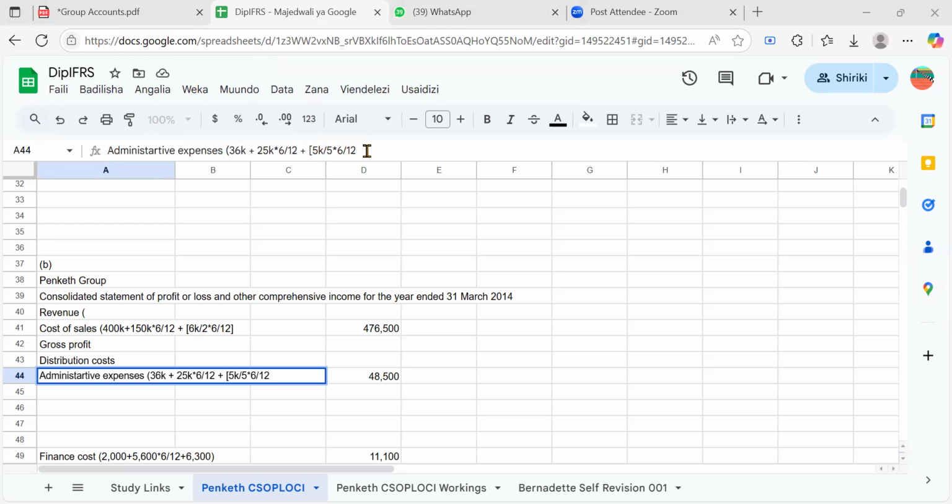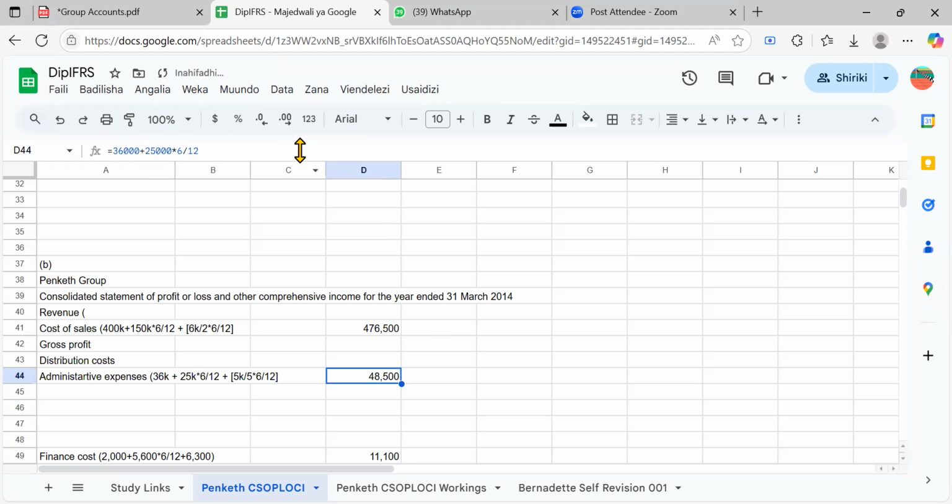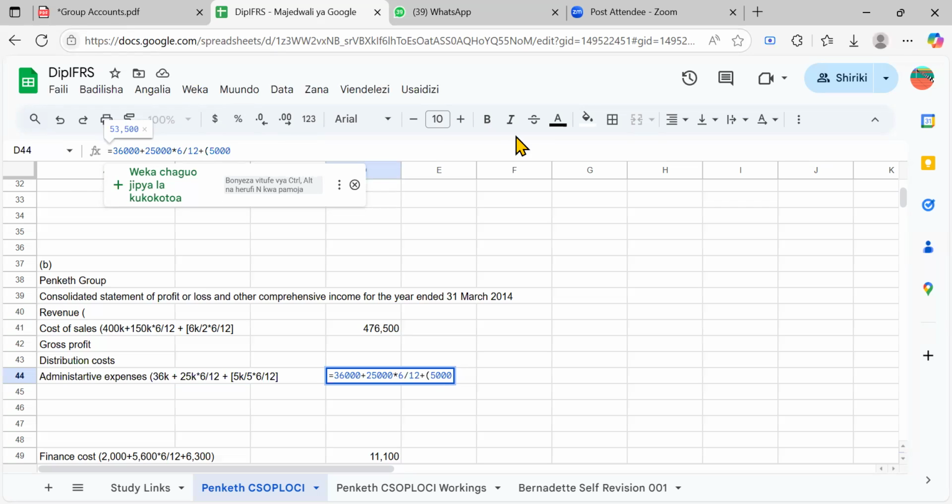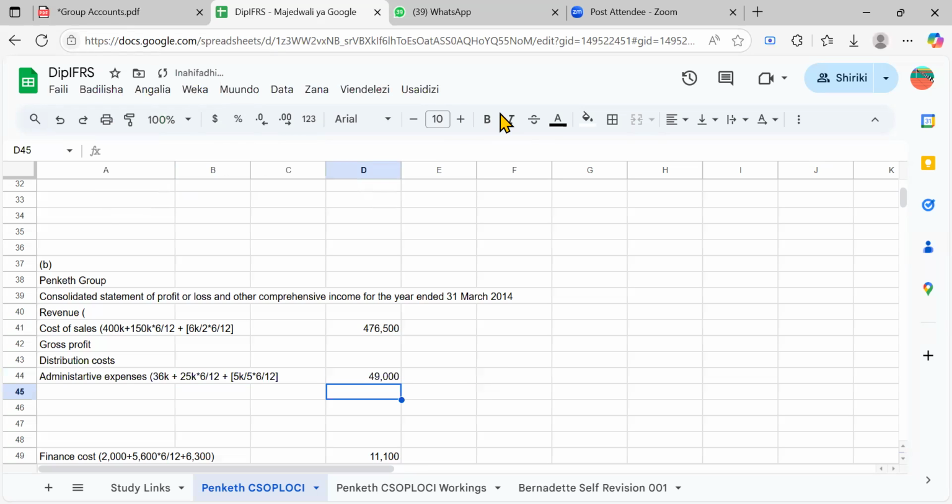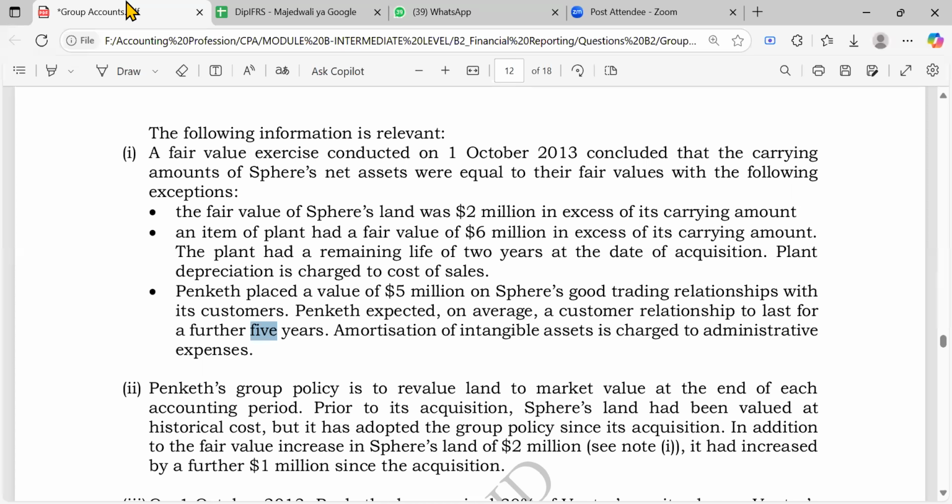5K over 5 times 6 over what? Over 12, something like that. Yes, sir. So skip to the actual computation, which would be 5,000 divided by 5 times 6 over 12. And then we'd have our figure properly, right? Okay.